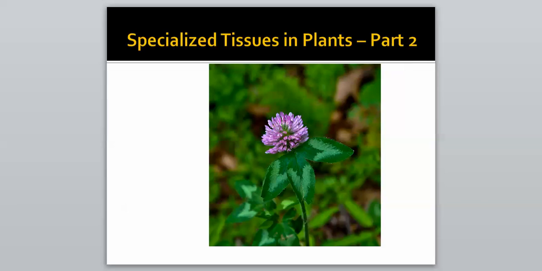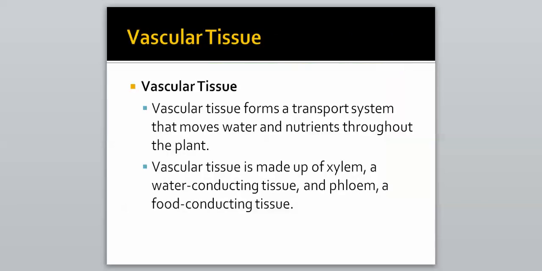So we're going to get on to our next type. And our next type is called vascular tissue. This all should be very familiar to you because we mentioned it multiple times in our last chapter. And vascular tissue forms a transport system that moves water and nutrients throughout the plant. And the vascular tissue is made up of xylem, a water-conducting tissue, and phloem, a food-conducting tissue. So that should all be review from last time.